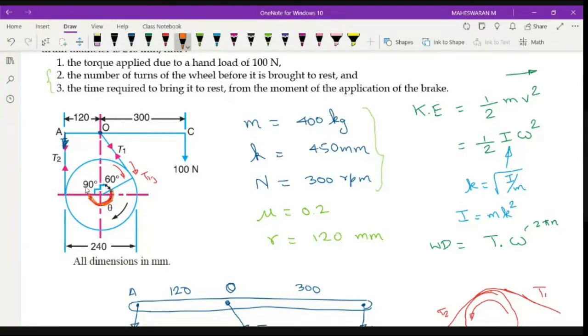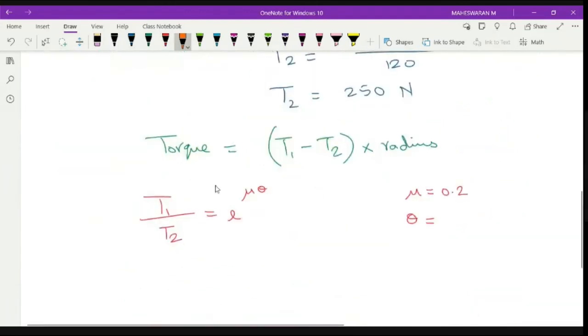Okay. This 90 they have given, this 60 they have given. Whatever remaining is theta. So theta will be equal to 360 minus 150, right? Which is nothing but 210. So your theta is 210 degree. But you have to substitute theta only in radians, which means I have to multiply with pi divided by 180. So what is your angle theta?